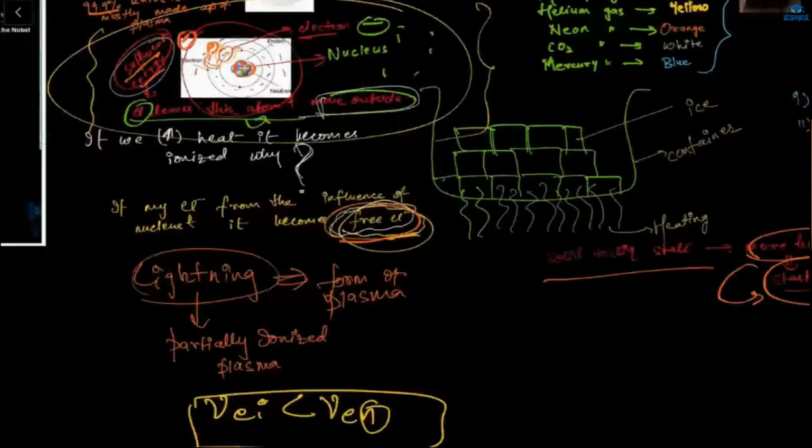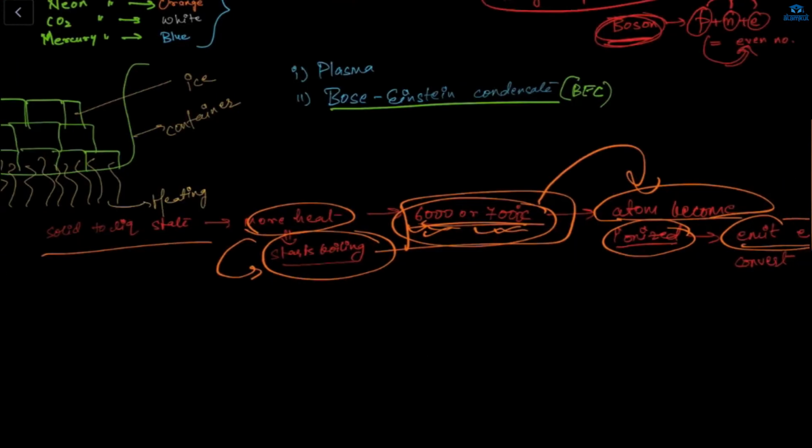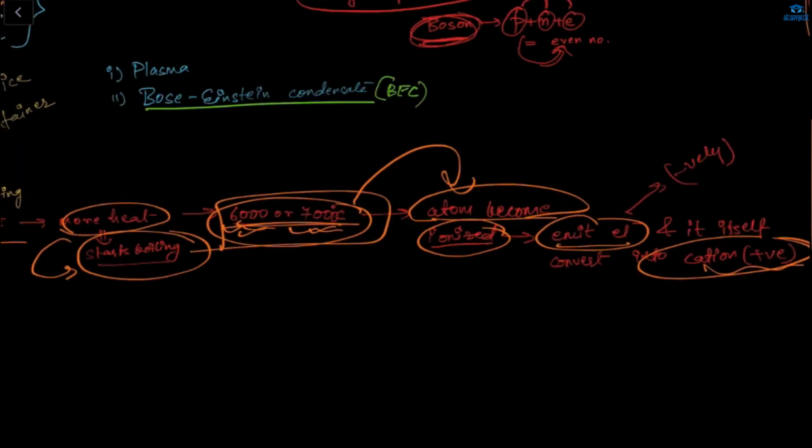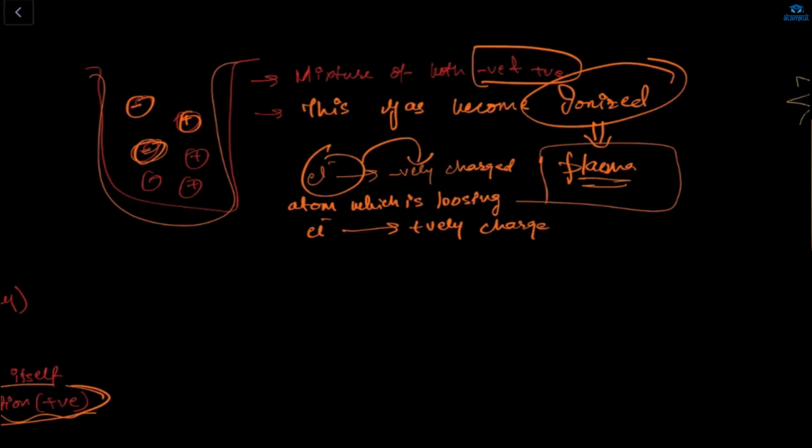So you got it right. Heating this beaker, it will convert into what? Solid to liquid. If it heats more, then it starts boiling. If more, then what will happen? Atoms become ionized, meaning there will be positive and negative charges. If there is a mixture of positive and negative, then obviously it's an ionized gas, and ionized gas is called plasma.